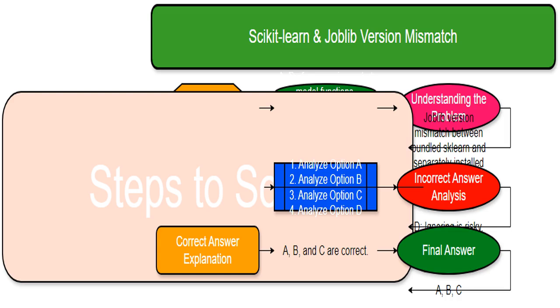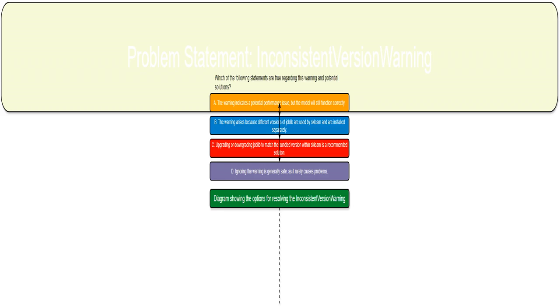This section outlines the steps I take to solve the problem and evaluate the given options. This warning, InconsistentVersionWarning, pops up when you're using Sklearn, and it signals a mismatch between the versions of JobLib, a library Sklearn uses for parallel computing, that are installed in your computer. One version of JobLib is bundled directly with Sklearn, and another might be installed separately in your Python environment. This is what causes the warning.